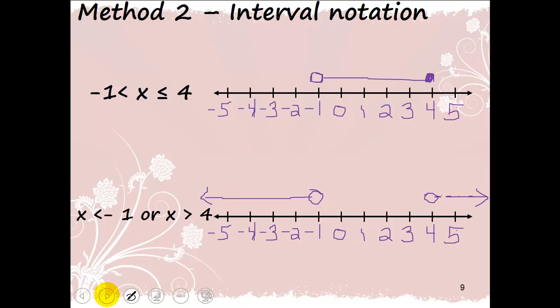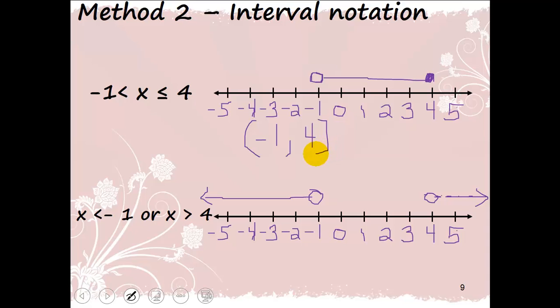Let's use it on a closed interval. This says my smallest number is negative 1. Does it include that negative 1? No, it can get really close, but it can't include it because that's an open dot. And then my biggest number in my interval is 4. Does it include that? Yes. So I'm going to use a bracket.